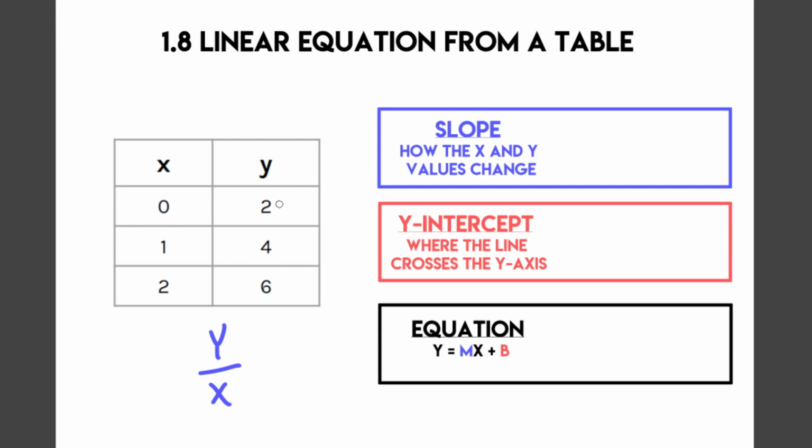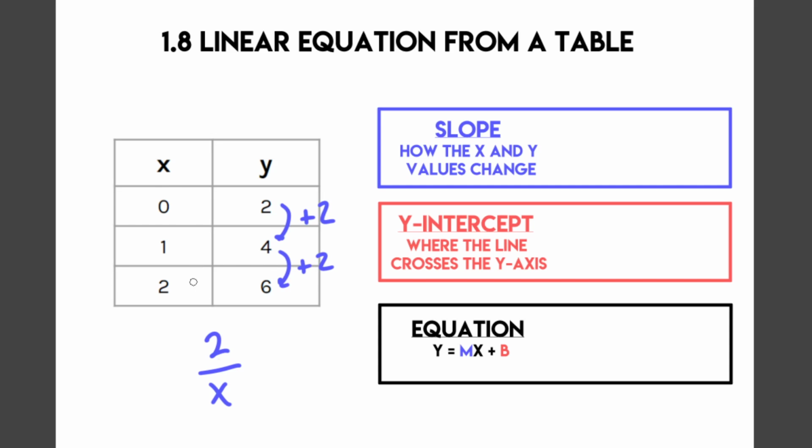Starting with my y value, I'm looking at this. I'm going to 4, 6. Each time this is going up by 2 as it goes down. So my change in y is going to be a positive 2. Notice this is very similar to the graph. We're just finding the information in a different way.